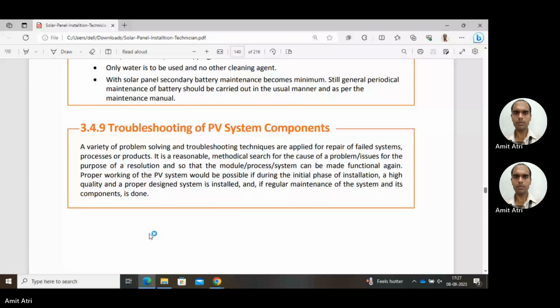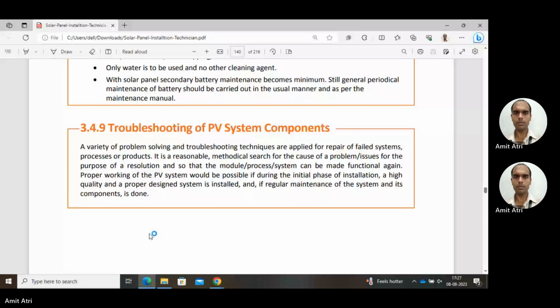The proper working of the PV system would be possible if, during the initial phase of installation, a high quality and properly designed system is installed. So under the section of installation, we have discussed different precautions and methods for installation.